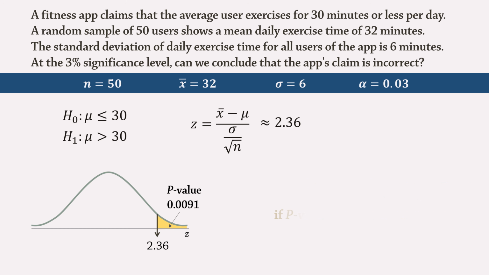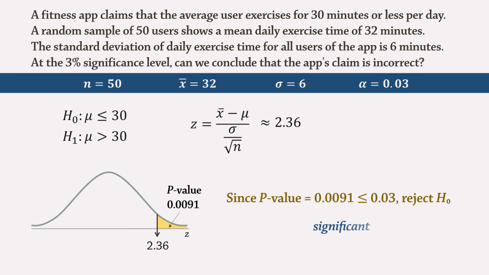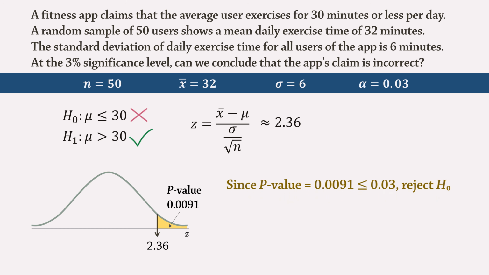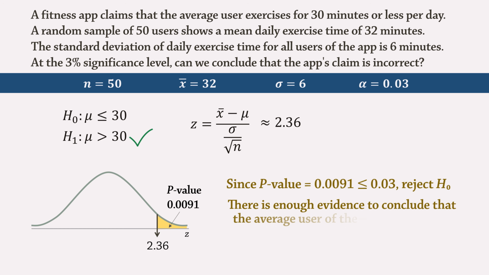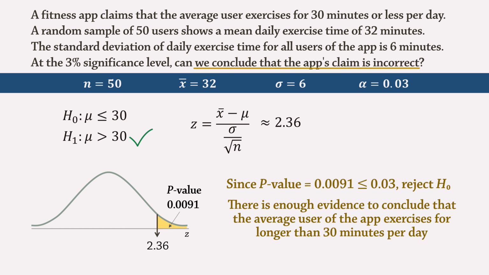If the p-value is less than or equal to the significance level alpha, we reject the null hypothesis. Otherwise, we fail to reject it. Since this p-value is less than our alpha of 0.03, we reject the null hypothesis. Equivalently, we say the result is significant or that the mean is significantly greater than 30. In other words, we reject the claim that the average user exercises for 30 minutes or less per day. Therefore, there is enough evidence to conclude that the average user of the app exercises for longer than 30 minutes per day. That is, we conclude that the app's claim is incorrect.